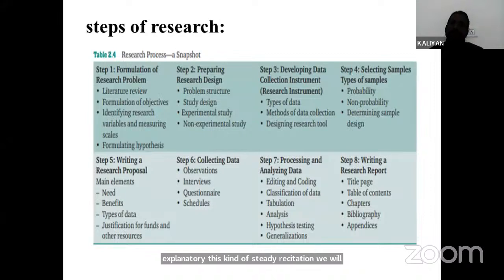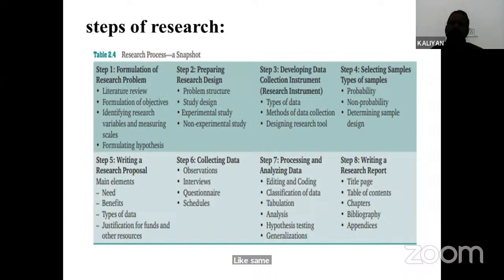Third is developing the data collection instruments. What types of data: nominal, ordinal, interval, or ratio data, and what methods of data collection, like interview, observation, focus group discussion, and designing the research tool. Which research tool do you take, like observation, questionnaire, or survey?